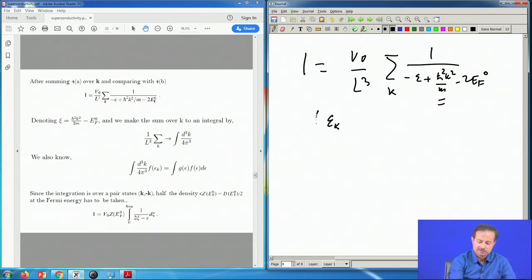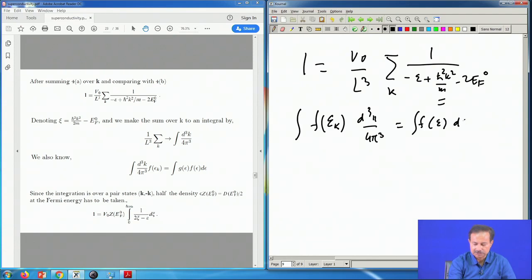So, as I wrote down, any integral of this kind over k, d3k by 4 pi cubed, can be converted to a density of states integral, which is integral of d epsilon g of epsilon, where g of epsilon is the density of states of the original particles. So, that is the Fermi sea.